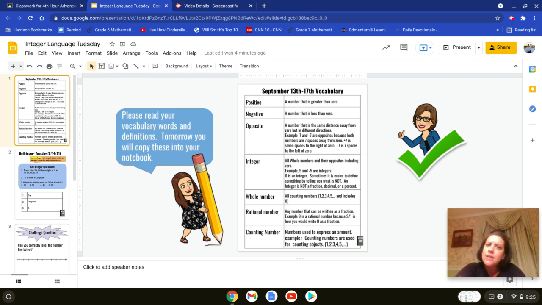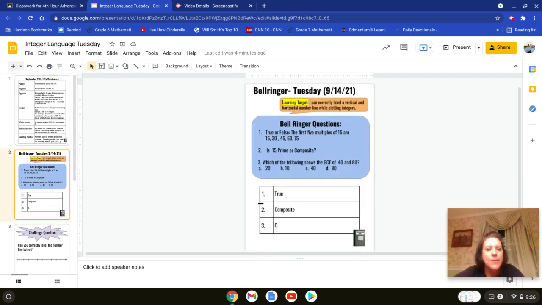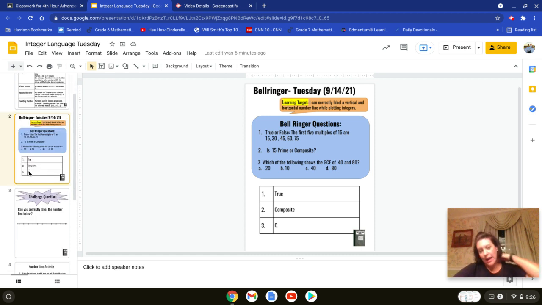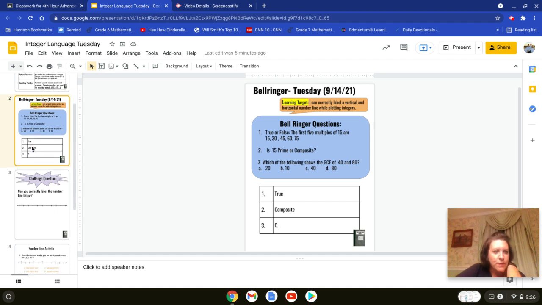An integer, sometimes it's easier to define by what it's not. Integers are not fractions or decimals, but we are considering all the whole numbers, 0, 1, 2, 3, 4, and so on, in a positive direction, and they're opposites. So negative 1, negative 2, negative 3, negative 4, and so on. So that's what we're talking about when we're talking about an integer. And we get into some review of what a whole number is, and a rational number is just a fraction or a number that can be written as a fraction. And then you have the counting number, which is 1, 2, 3, 4, 5.